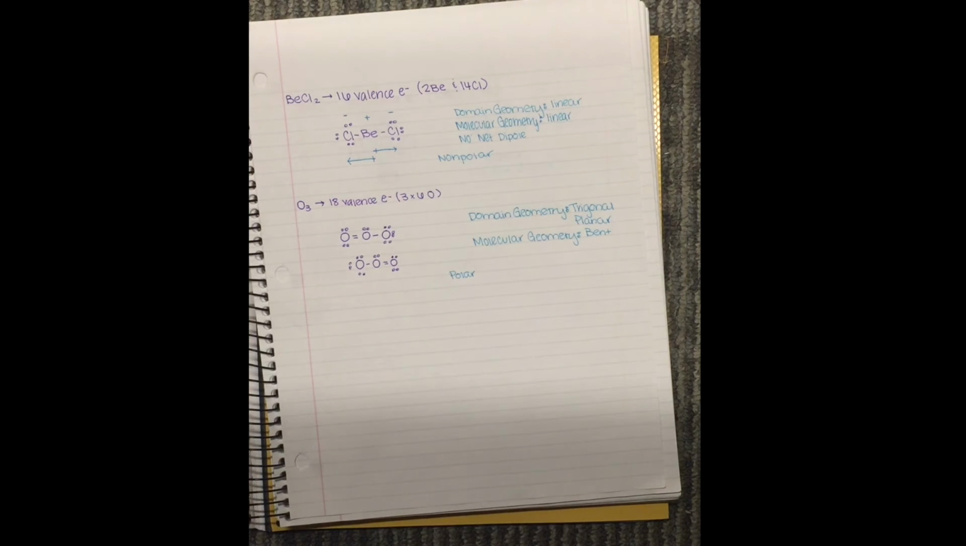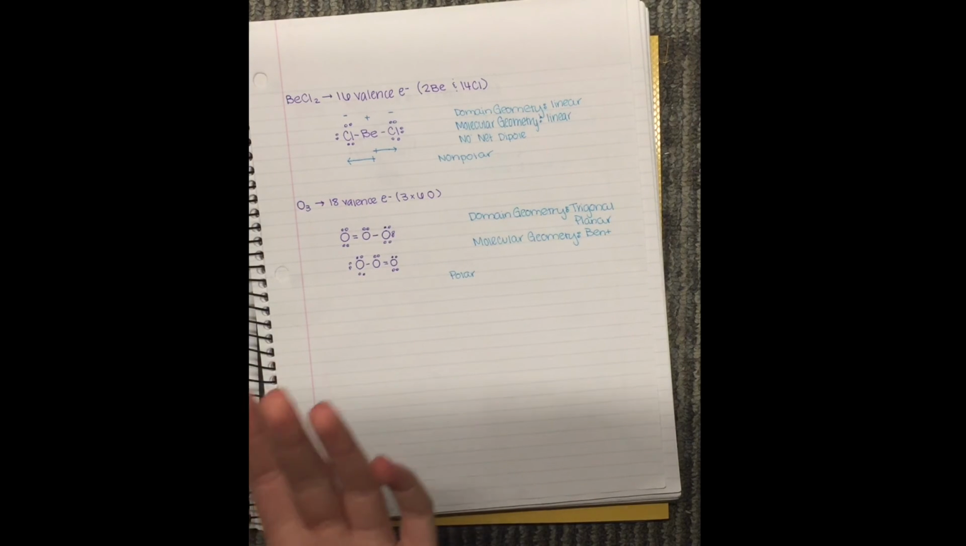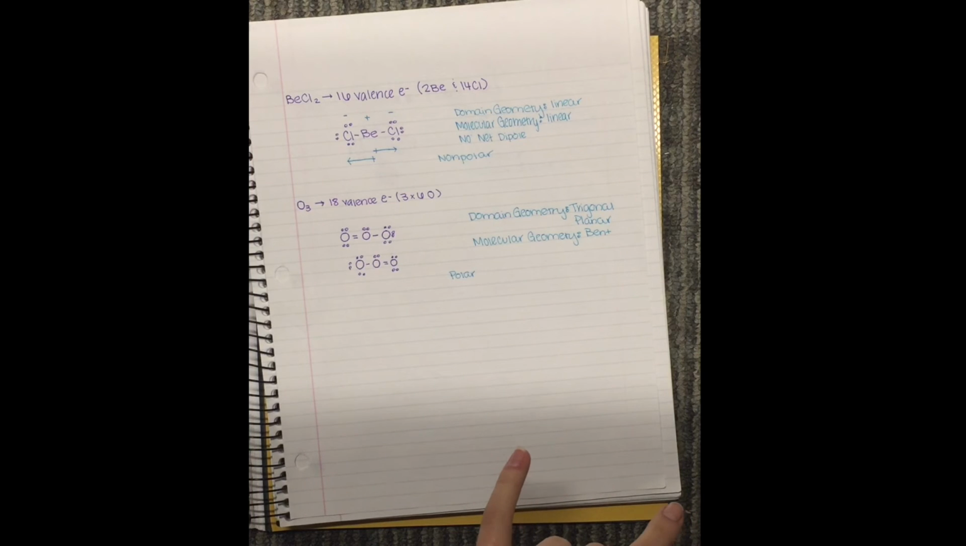Some of the common mistakes are usually drawing the Lewis structure wrong, which will make your whole problem wrong, and using the domain geometry instead of the molecular geometry to find out the net dipole in order to determine whether the molecule is nonpolar or polar.